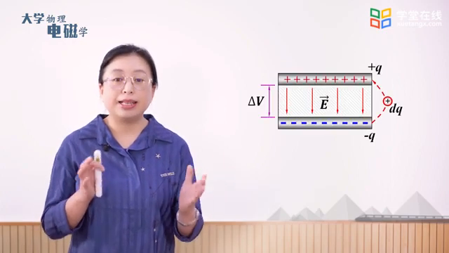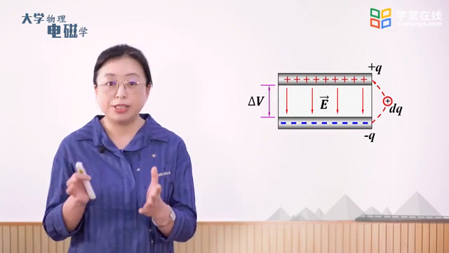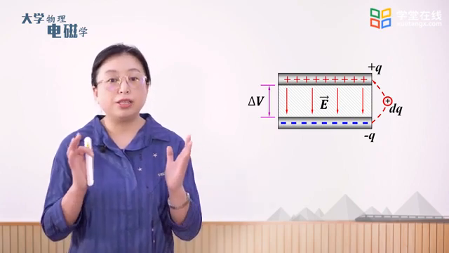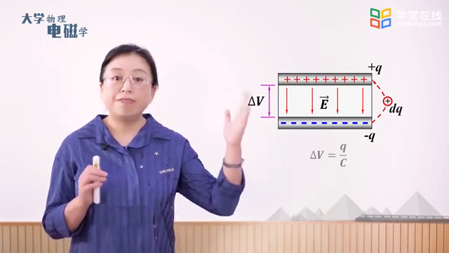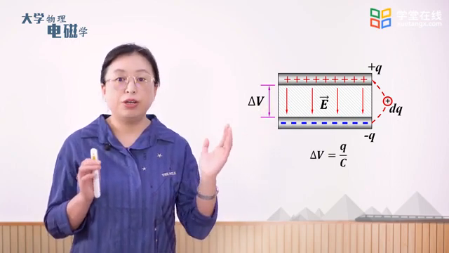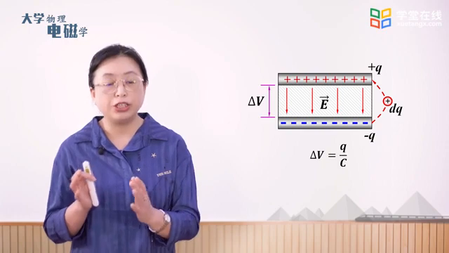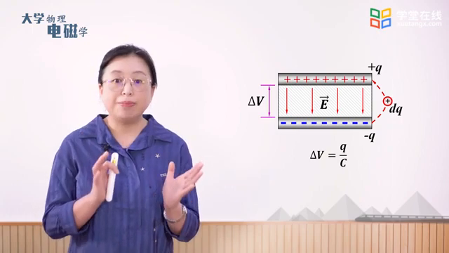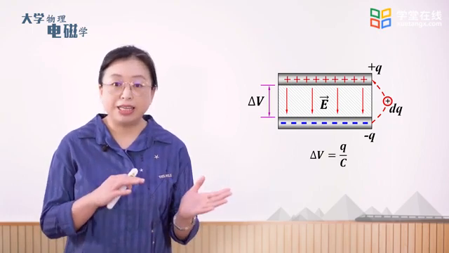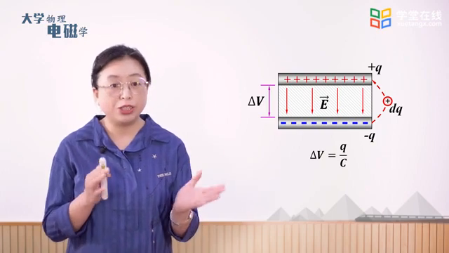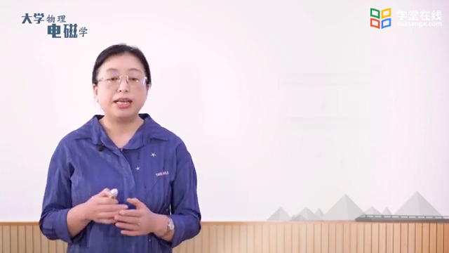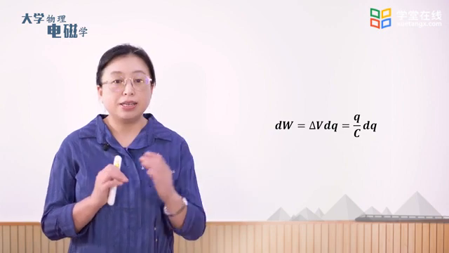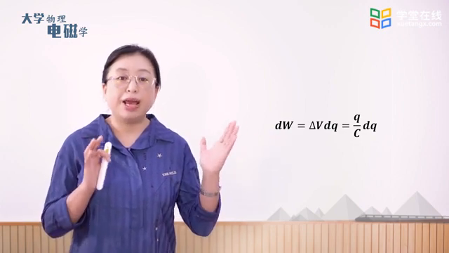Suppose at some instant the amount of charge on the top plate is plus Q while minus Q on the bottom plate. The potential difference between the two plates is delta V. Delta V equals Q over C. So to transfer an additional amount of charge plus dQ from the bottom plate to the top plate, the work dW must be done because the positive charge is moved from the lower potential to higher potential. Here, dW equals dQ times delta V. Substituting delta V by Q over C, we have this one.